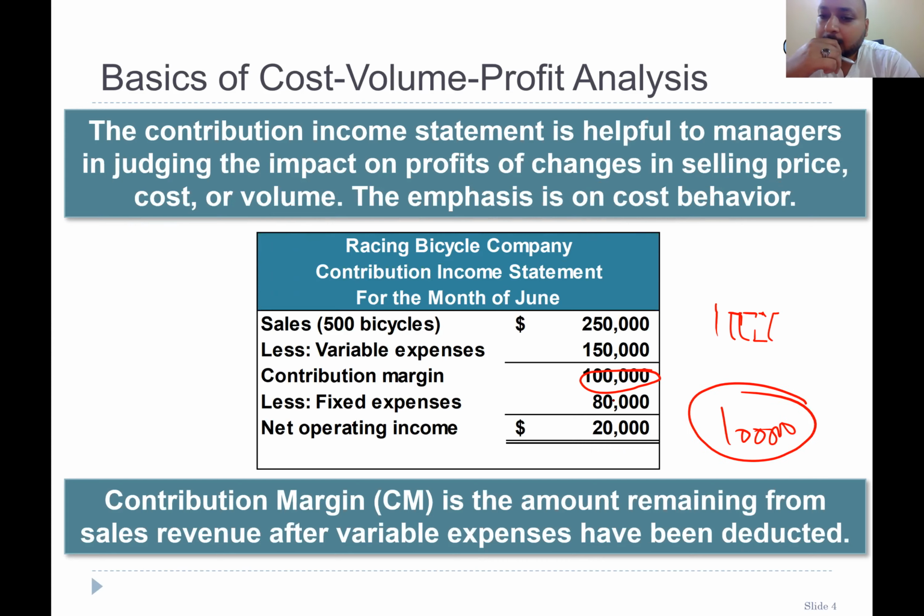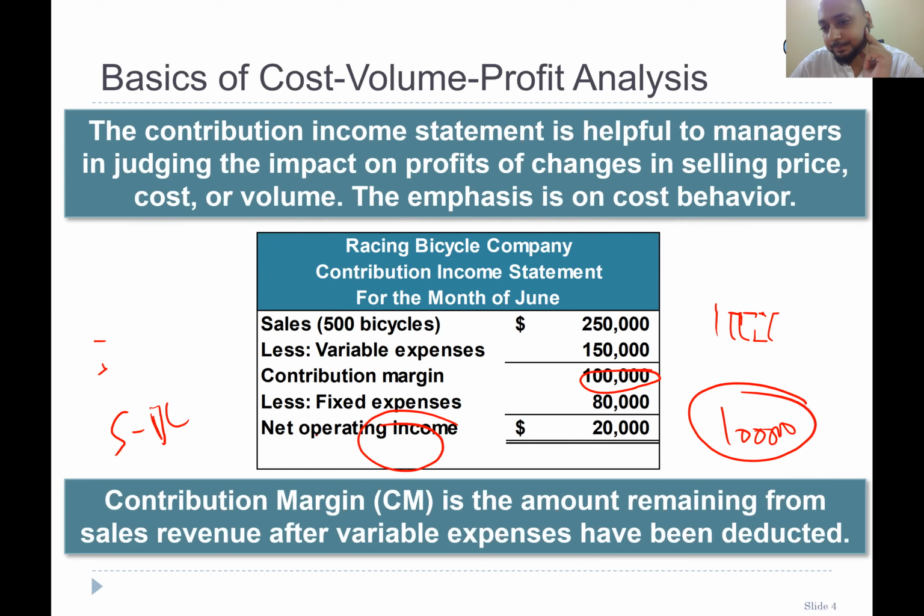So the other meaningful definition is: after covering fixed cost, whatever is left after sale minus variable cost directly goes to operating income. Understand? So whatever is left after sale minus variable cost is 100,000, right? This is contribution margin. And when you cover the fixed cost, 80,000, that is your profit.